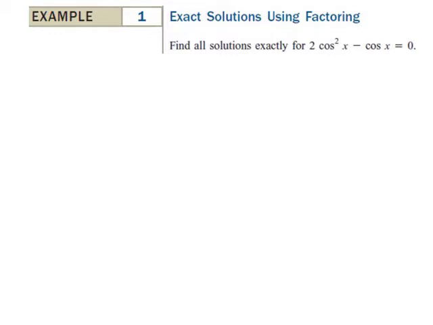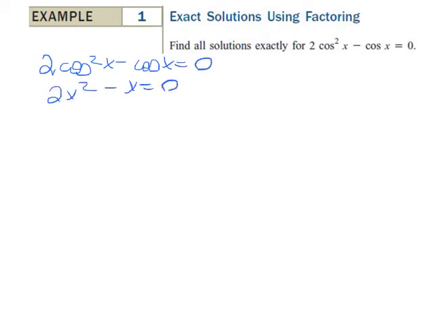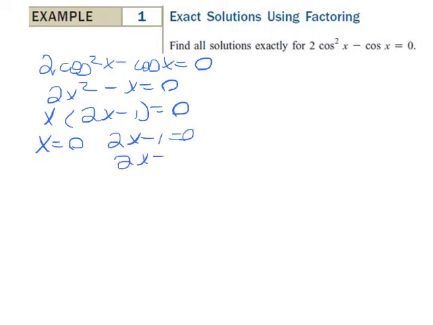Alright, example 1, find all the solutions exactly for 2 cosine squared x minus cosine x equals 0. It's almost like this is 2x squared minus x equals 0. So if you pulled out an x, you'd have x times 2x minus 1 equals 0, so that you could solve it now. And then here you'd have 2x equals 1, therefore x equals 1/2.